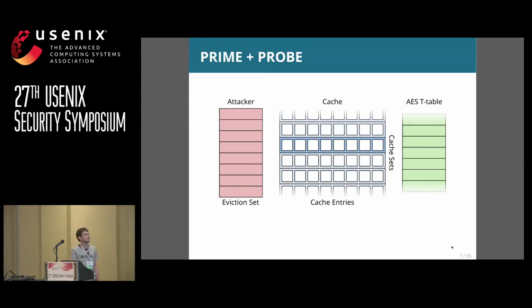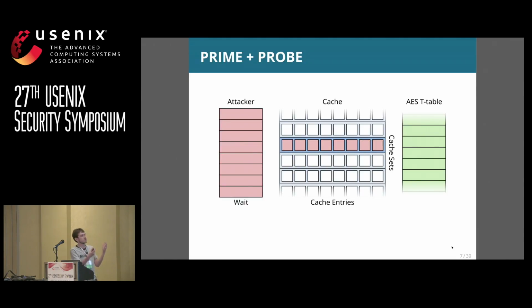And the attacker has its own eviction set of physical pages. So what the attacker is going to do in a prime and probe cache attack is touch every page to fill up the cache set that he is interested in. And this phase of the cache attack is called the prime step.